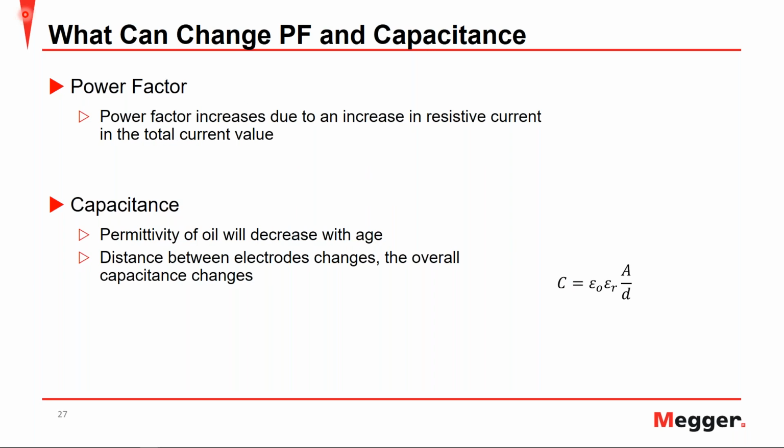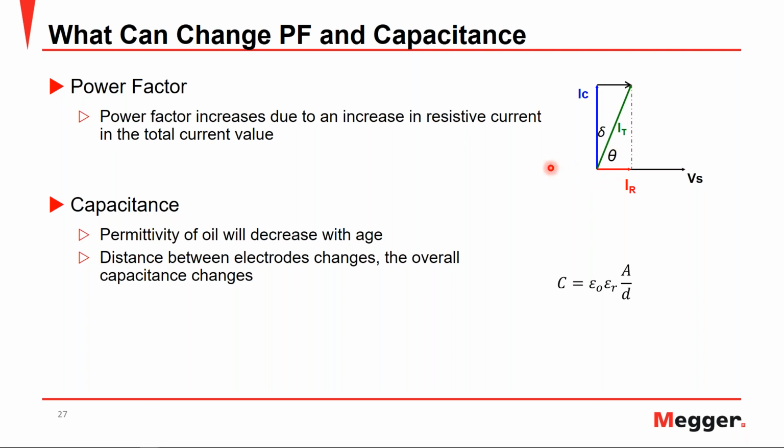So now that we know about this data, what actually causes a change in power factor or capacitance? When we talk about power factor, there are several factors that can lead to an increase in power factor, but overall, power factor increases due to an increase of the resistive current relative to the total current value. So looking again at our example here, we have our capacitive current, which we know is 90 degrees out of phase. We have our resistive current, which is in phase, resulting in our total current.